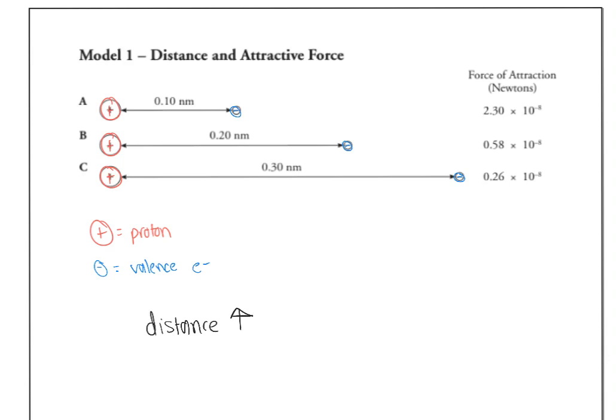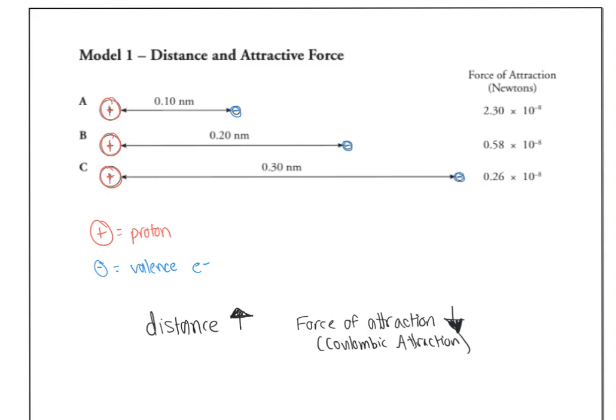So when distance goes up, I want to know what happens to the force of attraction between the negative electron and the positive proton. And newtons is just the unit they're using to measure the force. Okay, so 2.3 times 10 to the negative 8th, 0.58 times 10 to the negative 8th, 0.26 times 10 to the negative 8th. As we move the distance farther away, the force of attraction goes down. And I'm going to just call this force of attraction Coulombic attraction. So what do we learn from this picture? As an electron is farther away from the nucleus, the attraction goes down.